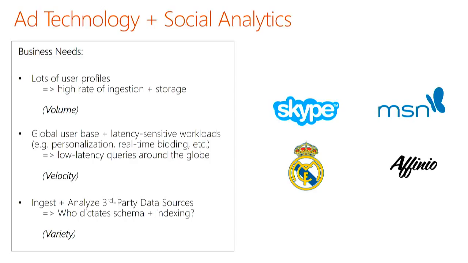And when you're dealing with this number of profiles, you're dealing with a very, very high rate of ingestion and storage. You'll notice right away, for each of these different problem domains, it ends up being the same problems. It's volume, velocity, and variety. Once again, you have a global user base. You might be using this to drive some real-time bidding for advertising. So if you have, let's say, a Dutch auction system where people can bid what a cost per click is before rendering the actual advertisement, you have something that's very, very latency sensitive.